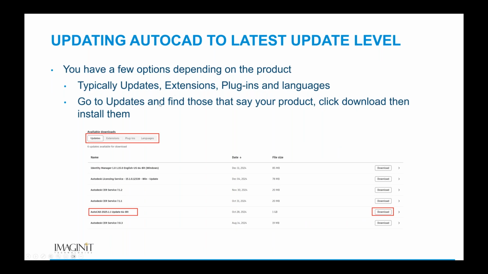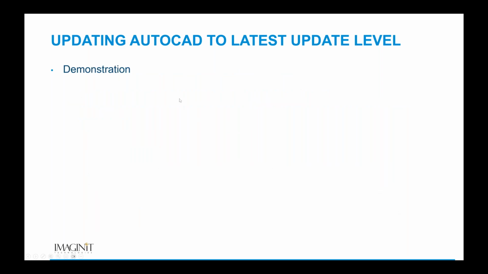Then you have a few options depending on the product, typically updates, extensions, plugins, and languages. Go to the updates tab and find those that say your product, like this one says AutoCAD 2025.1.1 update. Click the download button and install it. And that's pretty easy to do.